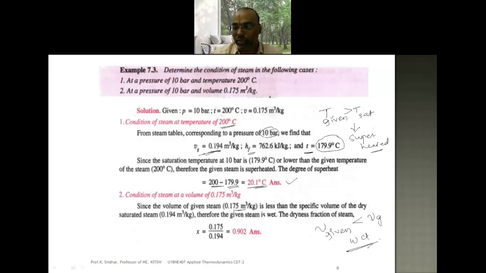So whenever it is wet steam, automatically our intention is to find out the dryness fraction of the steam. So here it is the given steam specific volume 0.175 divided by 0.194, that is the dry saturated steam specific volume. So we find the dryness fraction of the steam is equivalent to 0.9, so that we are able to say that it is wet steam, and the first condition is the superheated steam.